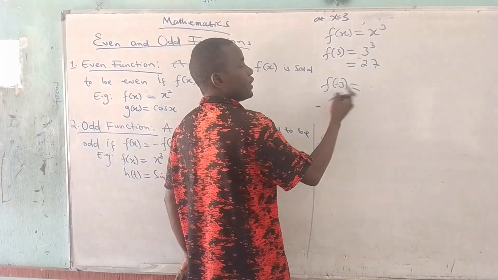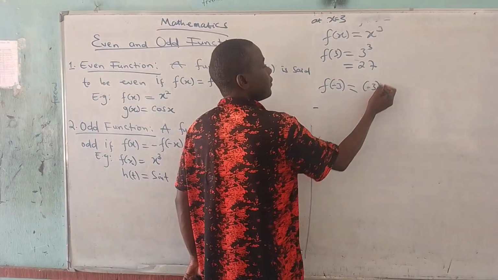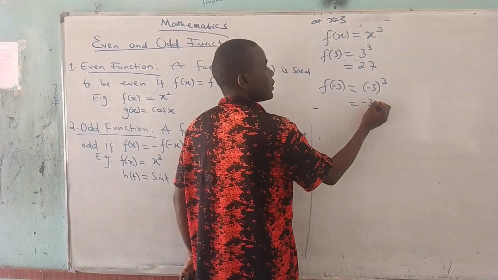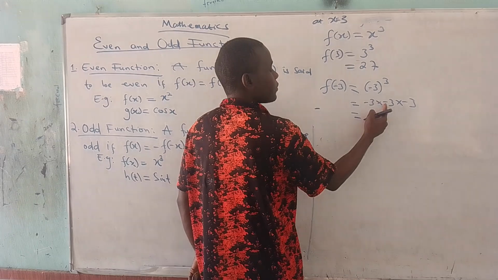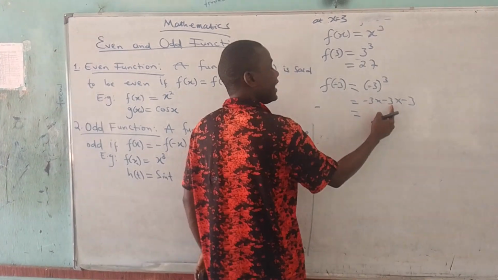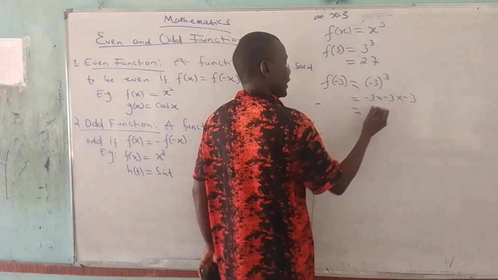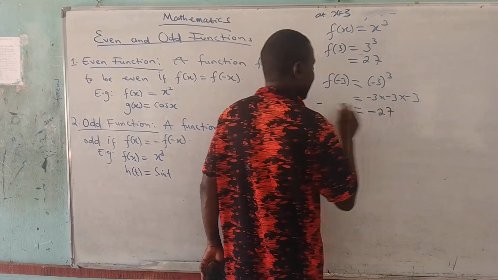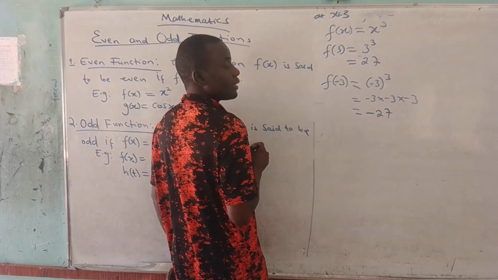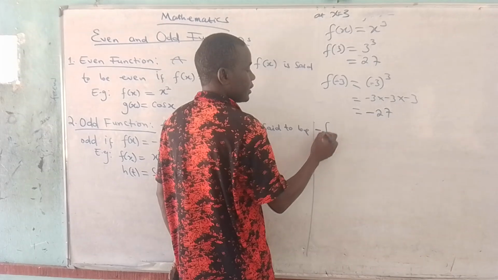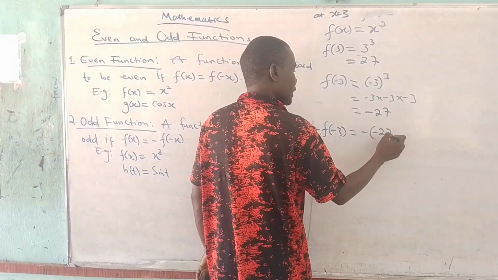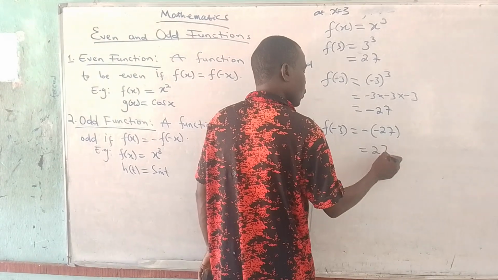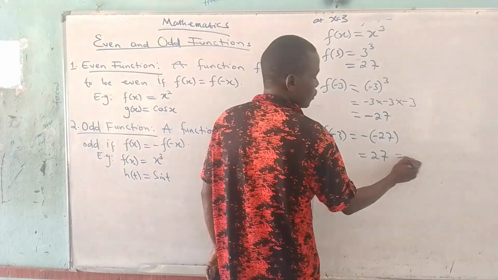F at x equals minus 3, we have minus 3 power 3. So it's minus 3 times minus 3 times minus 3. Minus times minus is plus, 3 times 3 is 9, 9 times minus 3 is minus 27. So what is minus f of minus 3? It's minus times minus 27, which is equal to 27.